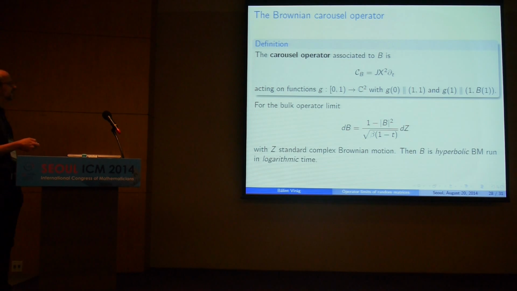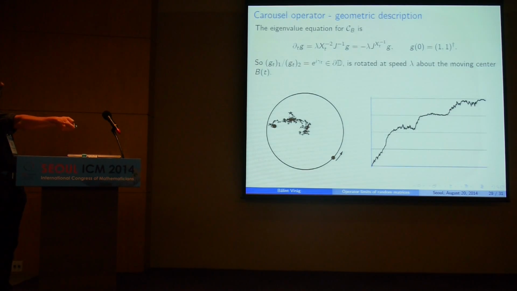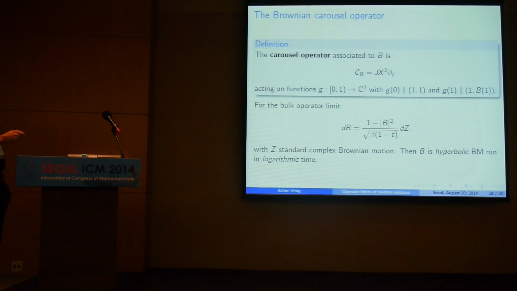So this is the carousel operator, and the Brownian carousel, the Brownian version, is the same. You just take this B to be a specific path. It's a path that satisfies this SDE in the circle, and the interpretation of this is that this is hyperbolic Brownian motion. This factor makes it hyperbolic, run on logarithmic time. So that's what it is in words, but this is the SDE for the process that drives this thing.